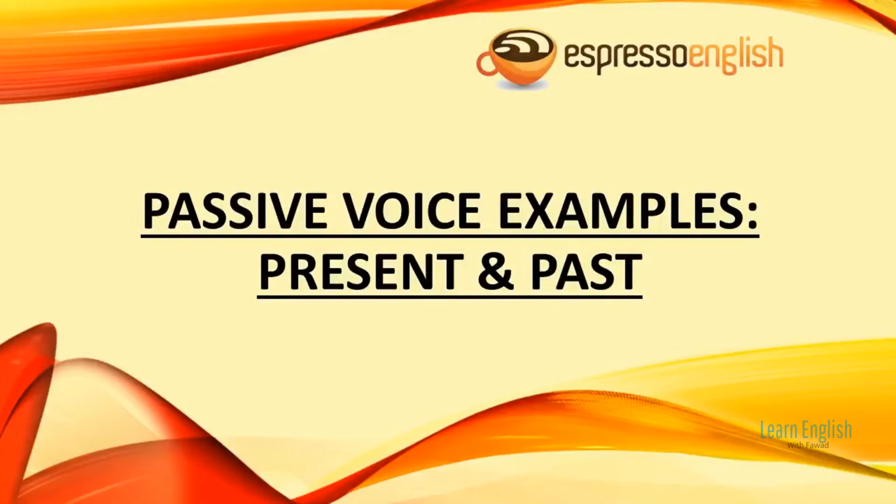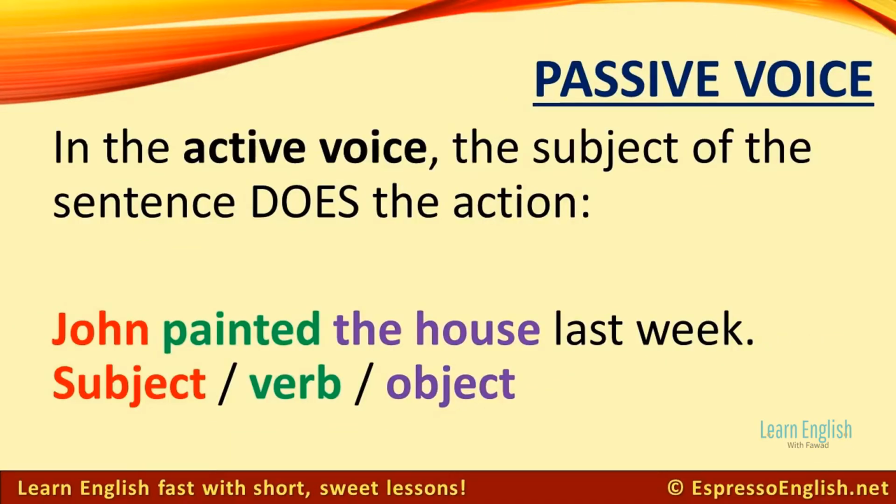Passive voice examples, present and past. In the active voice, the subject of the sentence does the action. For example, John painted the house last week. John is the subject, painted is the verb, and the house is the object.